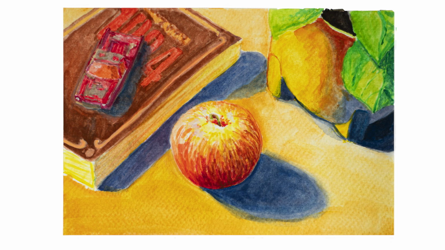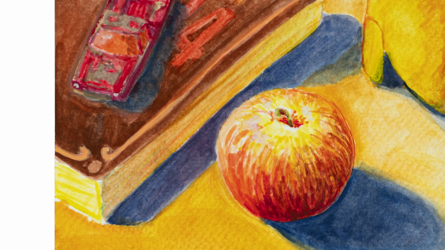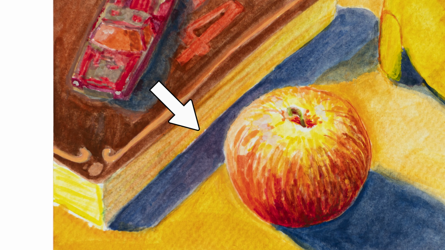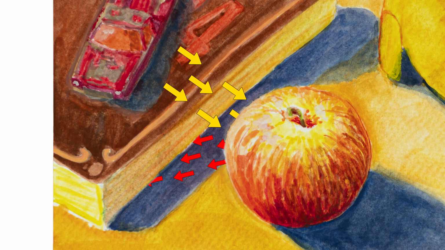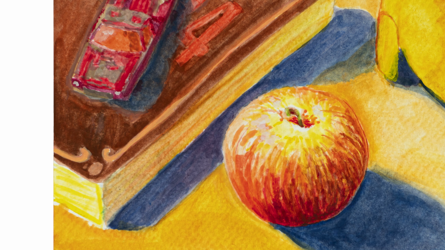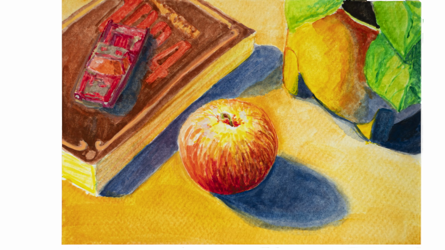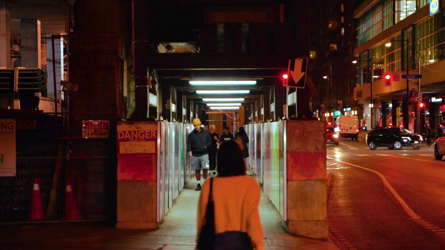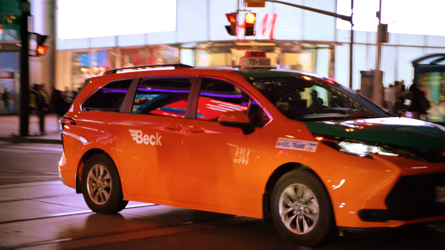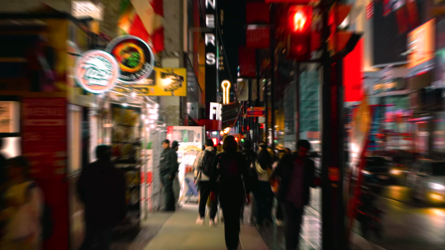Such as the light reflecting off surfaces. Like with the apple here, you can see the shadow of the book is blue, but in this little spot here, it's actually more red because the light is bouncing off the red apple and reflecting into the shadows. This complementary shadow effect is such a cool thing that once you understand it, you'll begin to see it everywhere, especially at night.